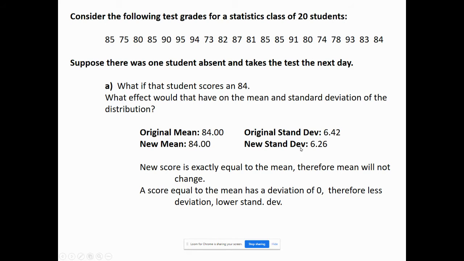Now the standard deviation is going to become less. The standard deviation is the measure of spread around the mean. If you put a number in that has no deviation from the mean, it's going to cause less spread. It's going to cause that standard deviation to decrease. So the new score is exactly equal to the mean. Therefore, the mean will not change. Score equal to the mean has a deviation of 0. Therefore, less deviation, meaning lower standard deviation.